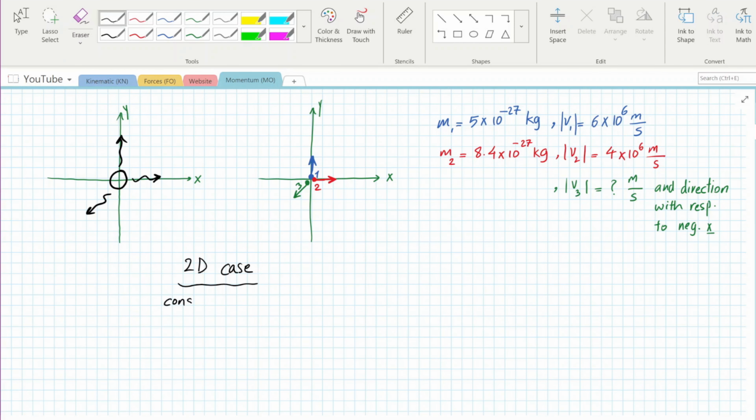As usual, when we deal with a two-dimensional problem, I work through it in two columns in parallel. One for the variables along the x-axis and the other for the y-axis. The conservation of momentum means the sum of the momentum of all of the involved particles is the same as the sum of all the momentum of objects later.